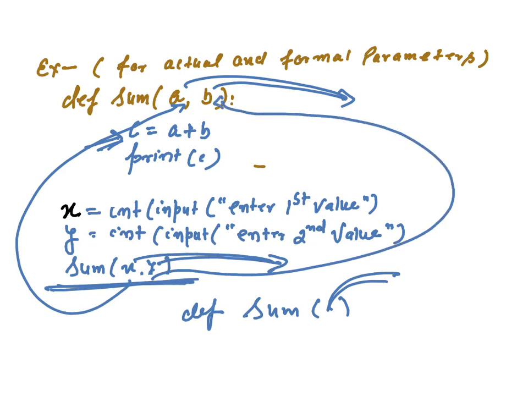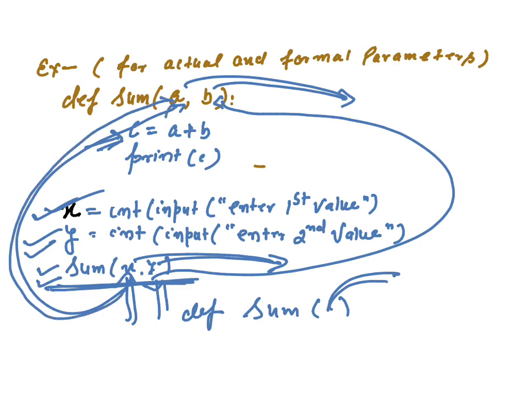I think it should be clear. So we will give the value of x, we will give the value of y, and then we will call this function sum. We will pass x and y. This x will be received by a, this y will be received by b, and now this a and b are available there. So c equal to a plus b and print c.